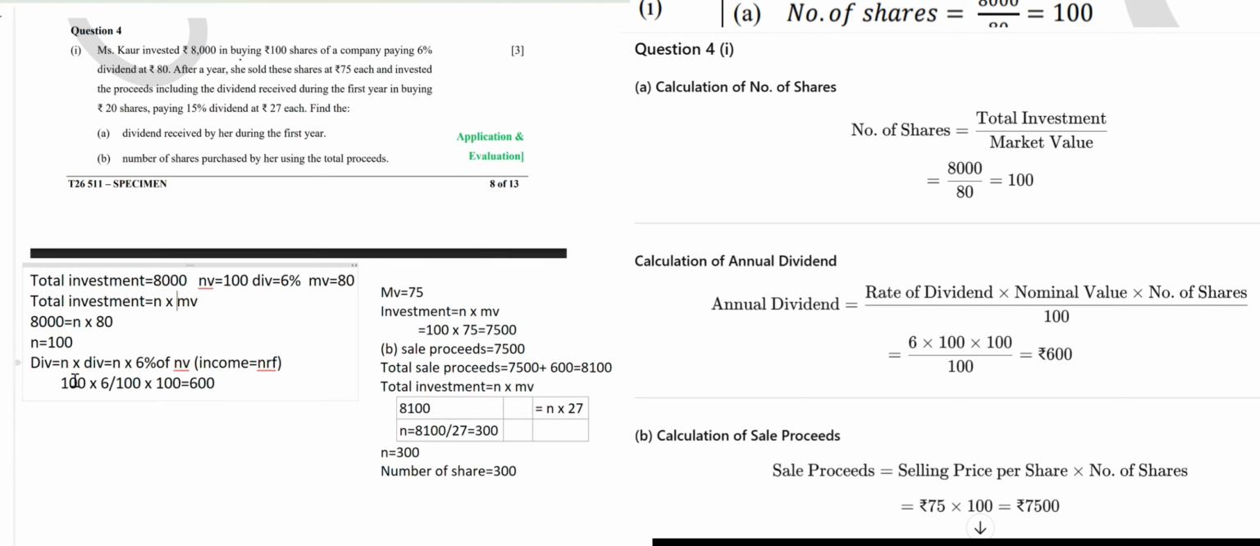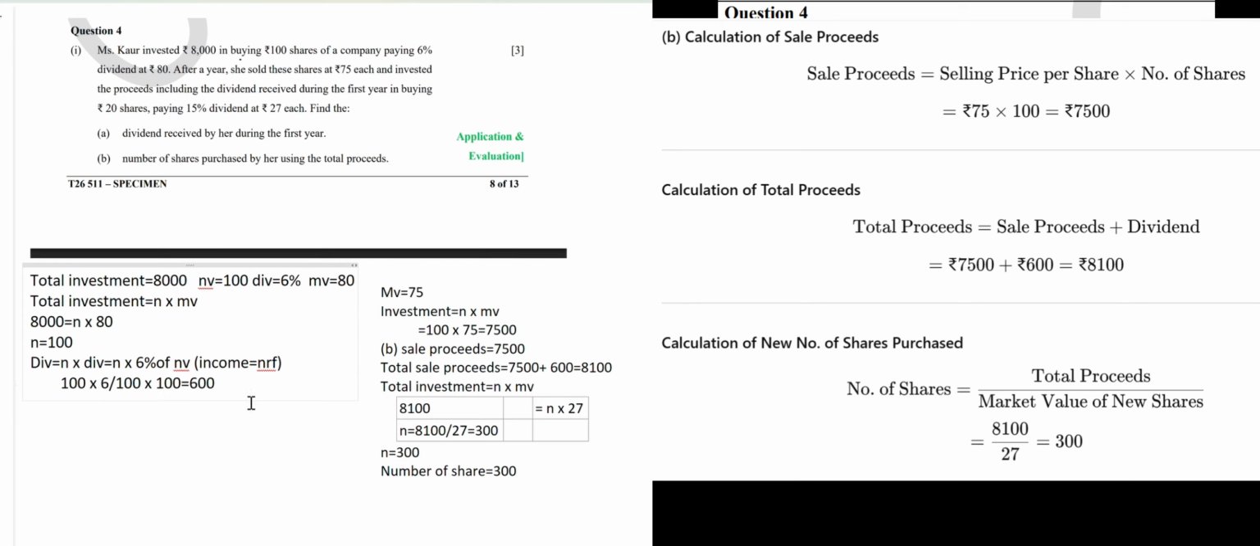Now dividend equal to number of shares into dividend on one share. Total dividend equal to N R F, where N is the number of shares, R is the rate of dividend, F is face value, that is nominal value. This is N into 6% of NB. Dividend on one share means 6% of NB. So dividend is 100 into 6 by 100 into NB, which is 100. So this is 600. Dividend is 600.